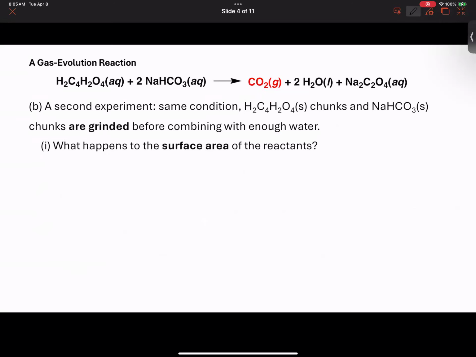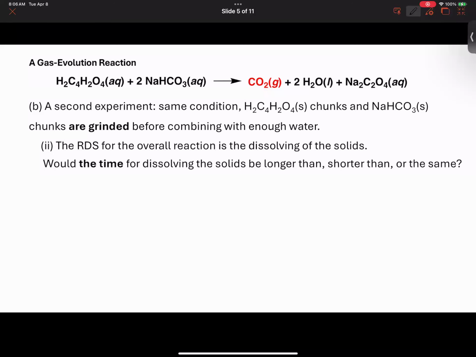And B, second experiment, the same conditions, but the chunk was ground before combining with enough water. What happens to the surface area of the reactants? Definitely when it is ground, surface area increases. And this is a heterogeneous reaction. First, we need to dissolve the solid into the solution, and surface area is proportional to the reaction rate. The rate determining step for the overall reaction is the dissolving of the solids.